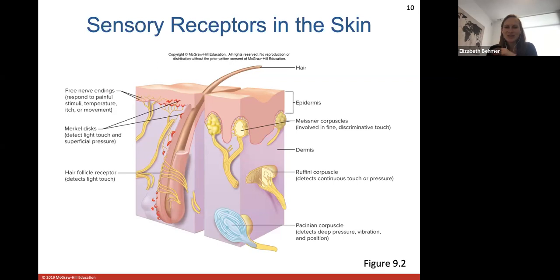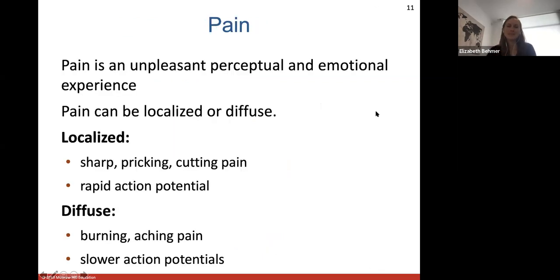And hopefully that picture looks a little familiar with what we've seen when we went over your integumentary system. Then pain. Pain is an unpleasant, as we all know, perceptual and emotional experience, but it's very necessary. If your body's receptors are not responding to pain anymore, that puts your body in a very dangerous situation. Pain is the way your body tells itself that it needs to get removed from a situation.